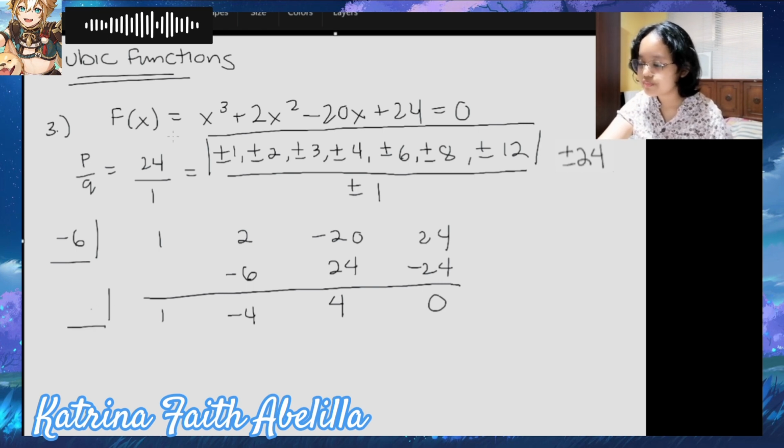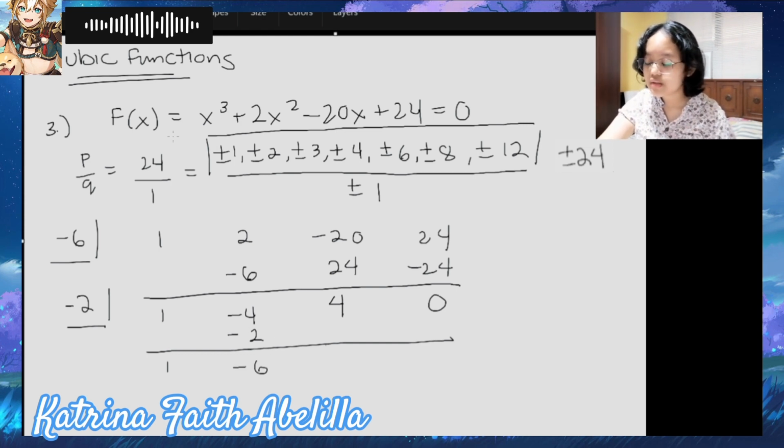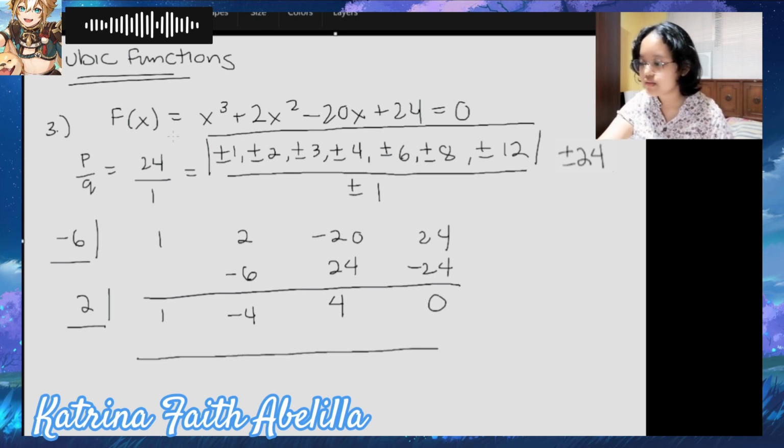Let's try negative 2. Bring down 1. 1 times negative 2 is equal to negative 2. Negative 4 plus negative 2 is equal to negative 6. Now, negative 6 times negative 2 is equal to positive 12. It is not equal to 0, therefore negative 2 is not a zero. How about we try positive 2. Bring down 1. 1 times 2 is equal to 2. Negative 4 plus 2 is equal to negative 2. Negative 2 times 2 is equal to negative 4. That makes positive 2 one of our zeros as well.